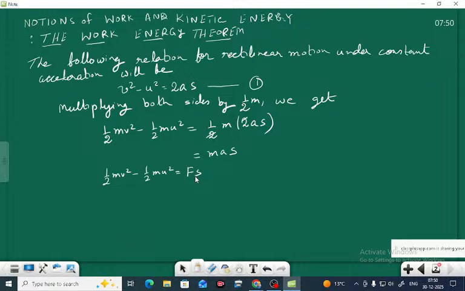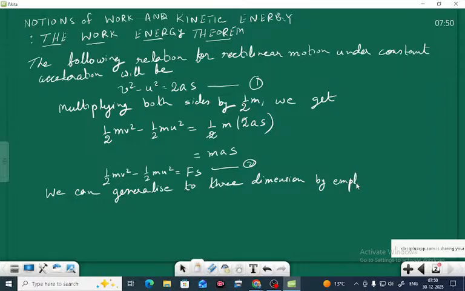If S, the relation follows Newton's second law. We can generalize this equation to 3 dimensions by employing vectors.